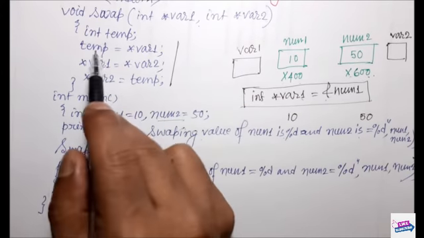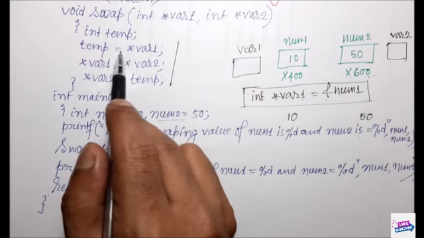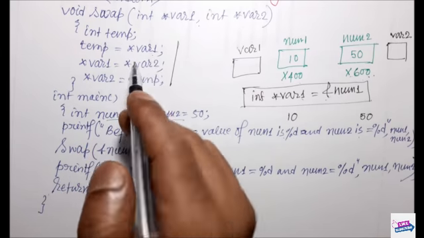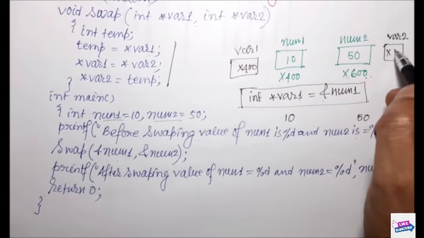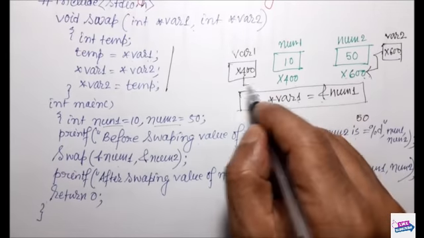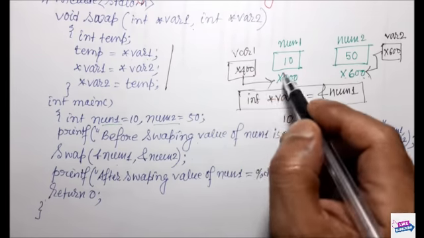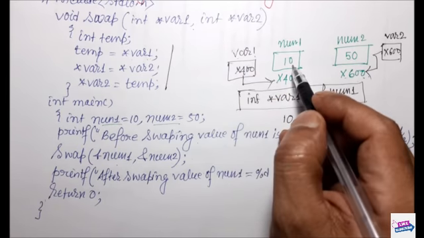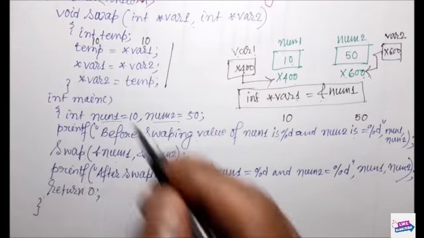We already know that I have taken a simple temporary variable, int temp equal to value of var1. What is the address? x400, and the other address is x600. So that means this one points to this variable, and that one points to that variable. Now the value of var1 means 10. So here 10, and temp equal to 10, right?